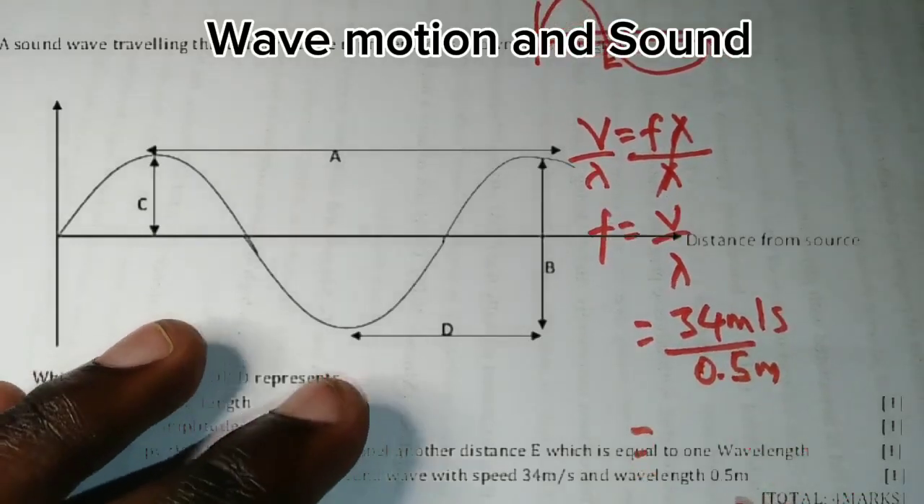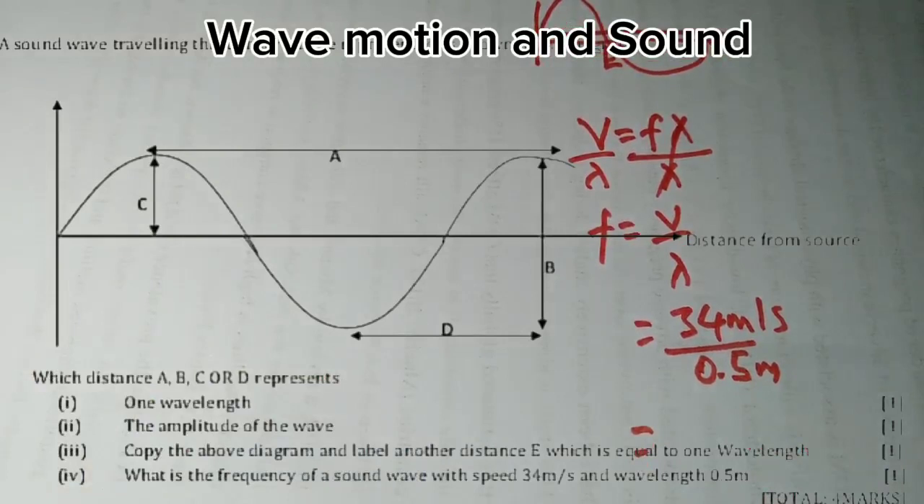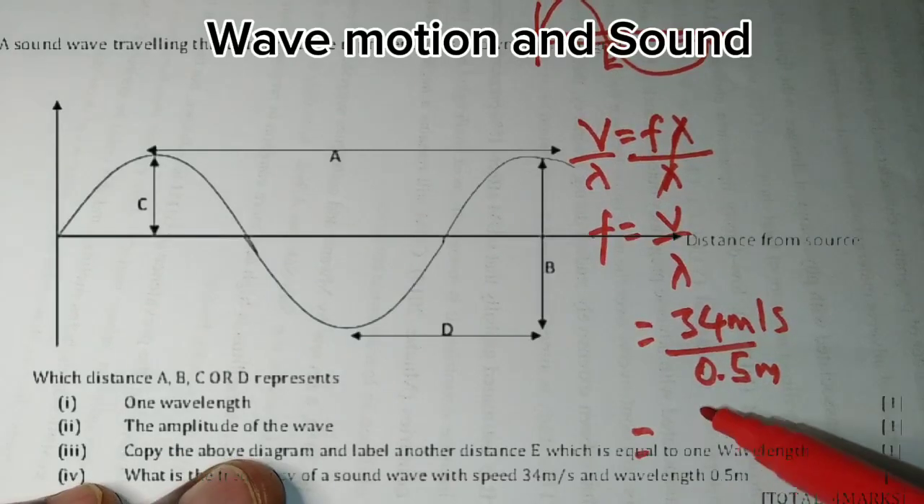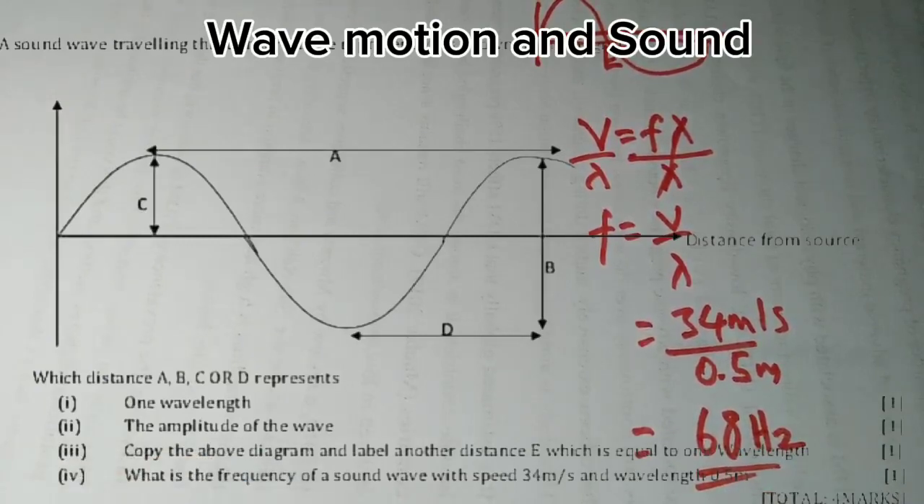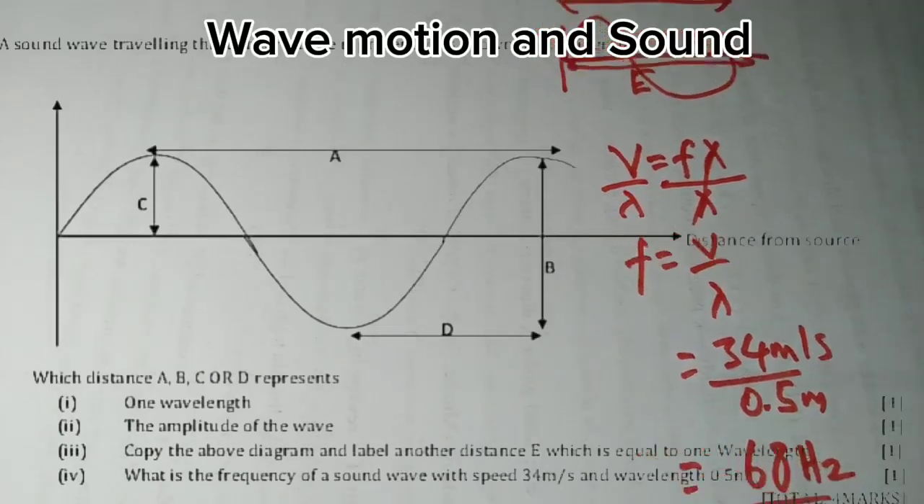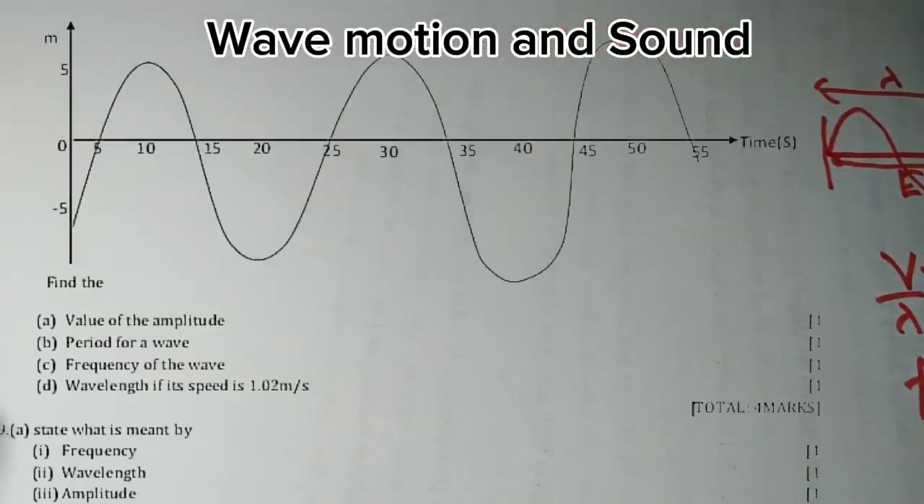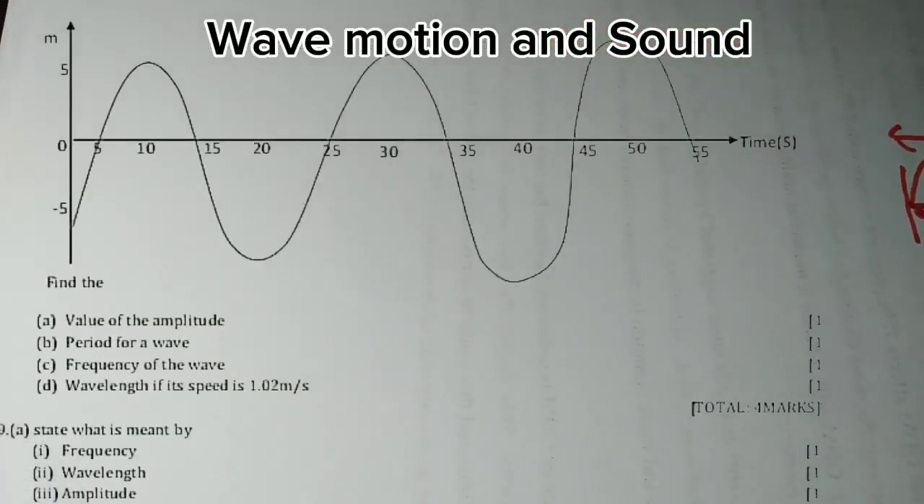And here, we're simply dividing 34 by 0.5, and we get 68 hertz. And that's the answer for the question. So we have another question. Another question here says, find the value of the amplitude.